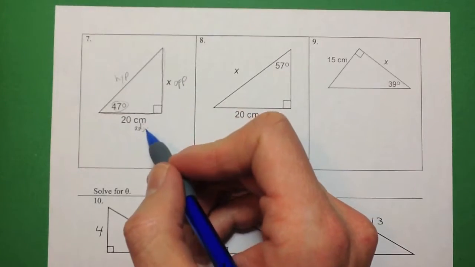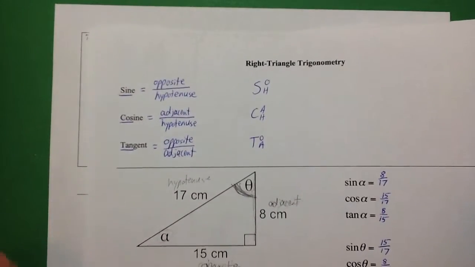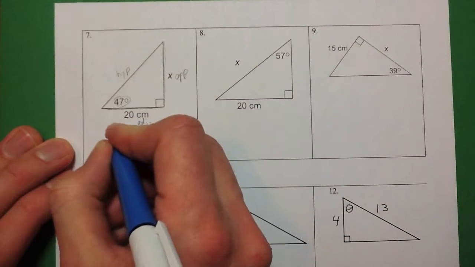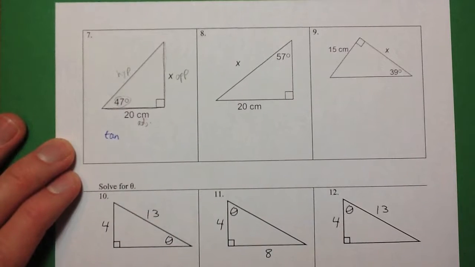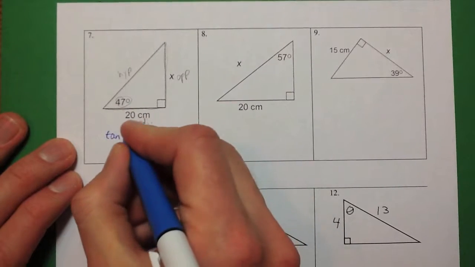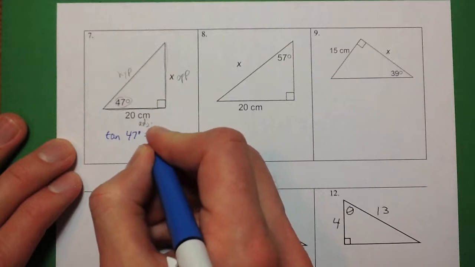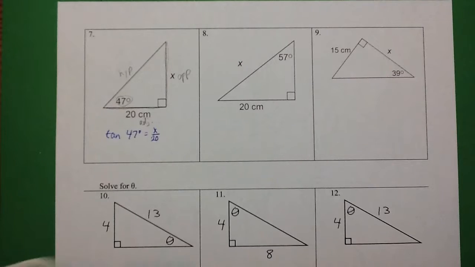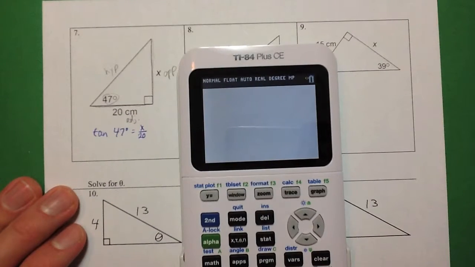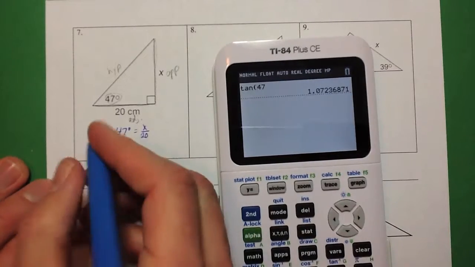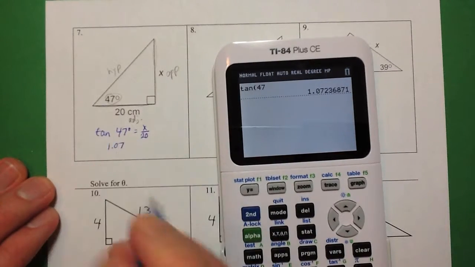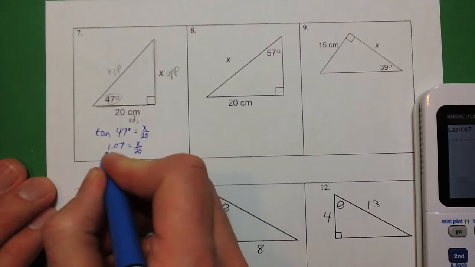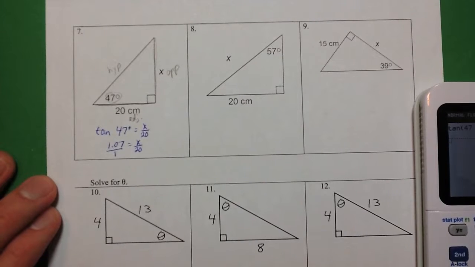Opposite and adjacent is tangent. Tangent of what? It's always the one with the degree symbol. Tangent of 47 degrees equals opposite over adjacent. Let's solve it. I'm going to go fast. You better keep up, boys and girls. Tangent of 47 degrees is 1.07. That is equal to x over 20. We will put that over 1 and cross multiply.